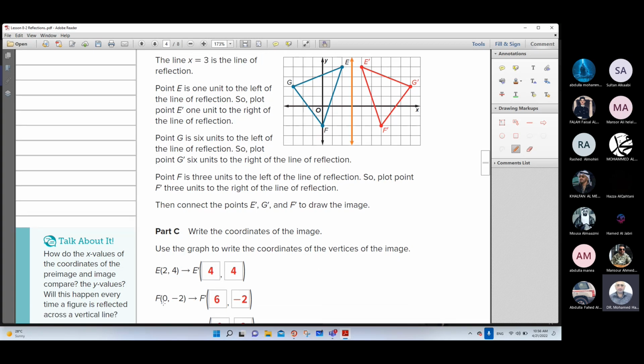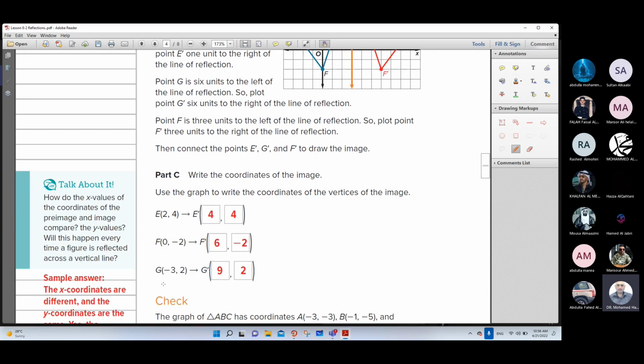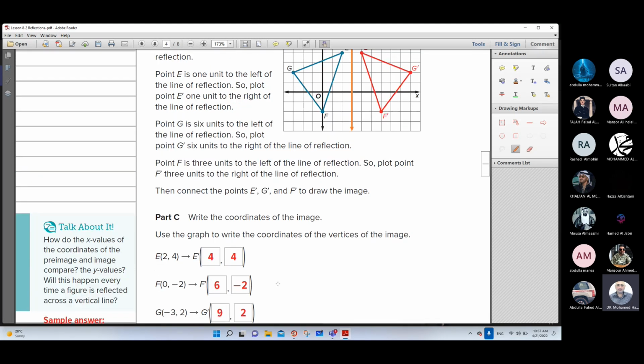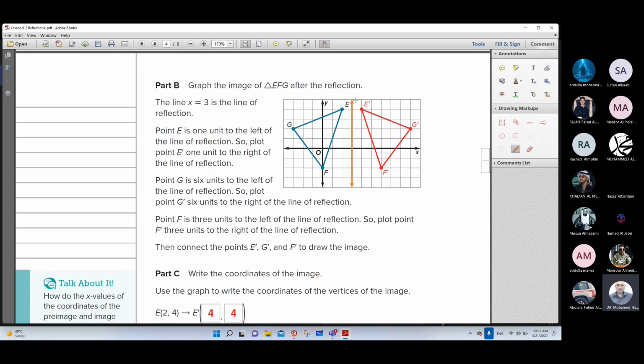Also the second points. As you see here, -2, -2, the same y. But here we have -x, and we have different x. Here 0, here 6. And also the third point, we have the same y, but we have the difference in the x. Why we have the same y? Because the line of the reflection is parallel with the y-axis.